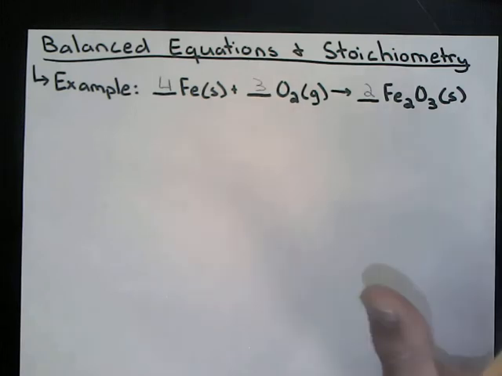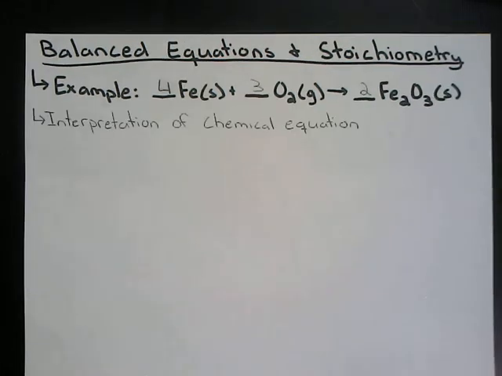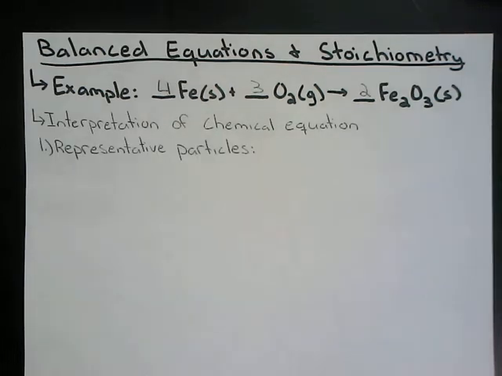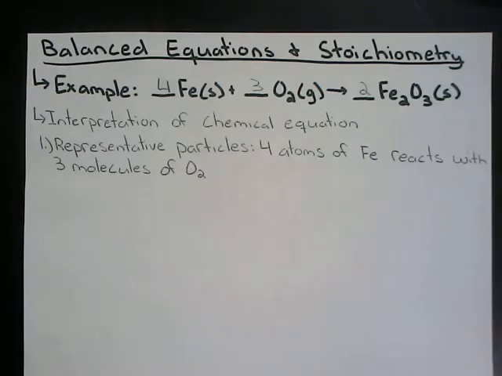Now, we need to have some type of interpretation of this balanced chemical equation. Our first interpretation is in terms of representative particles. We have 4 atoms of iron, or Fe, and that iron is going to react with 3 molecules of oxygen. When 4 atoms of Fe and 3 molecules of oxygen react, what is produced is 2 formula units of that iron 3 oxide.